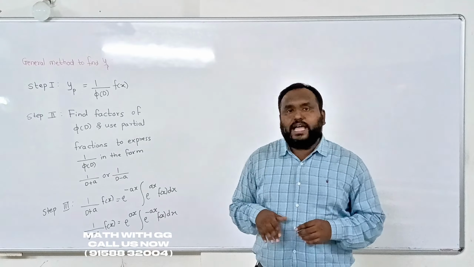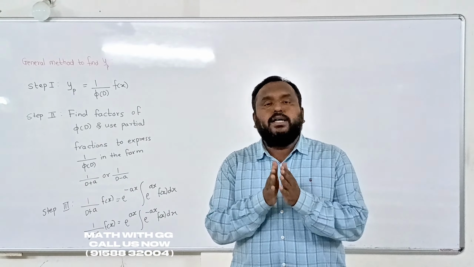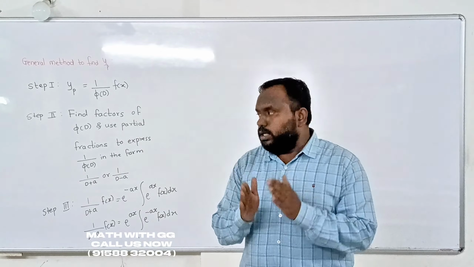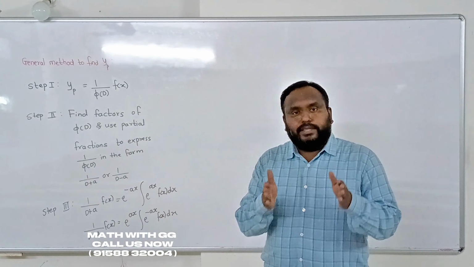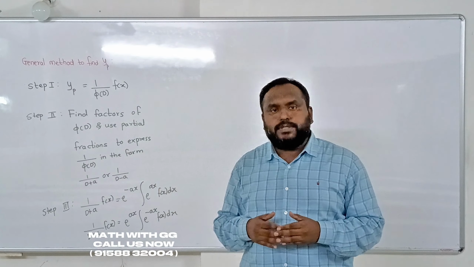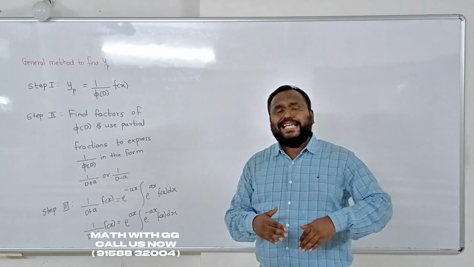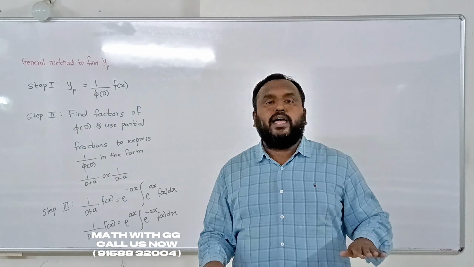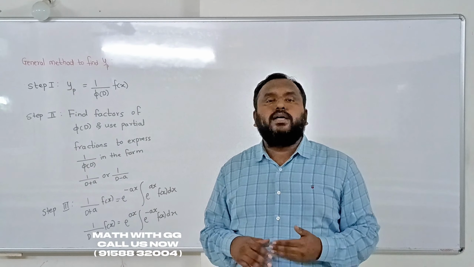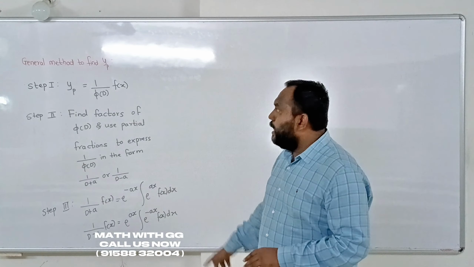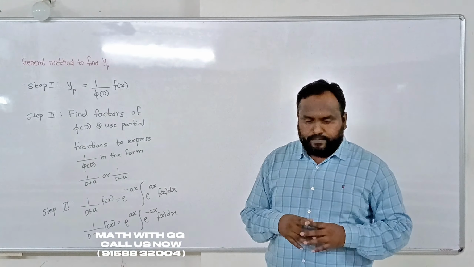So in step number 2 we have done partial fraction and expressed 1 upon phi of D as addition or subtraction of the terms like this, and then we apply f of x to both the terms. Use the suitable formula given in step number 3. Integrate the terms, simplify, and the expression you get is the required solution or required YP for the given example.